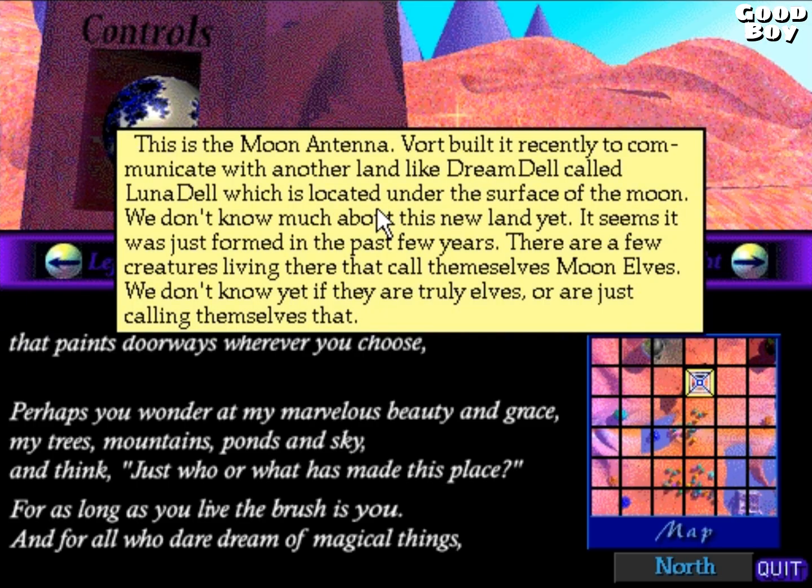This is the moon antenna. Vort built it recently to communicate with another land like Dreamdell, called the Lunadel, which is located under the surface of the moon. We don't know much about this new land yet. It seems it was just formed in the past few years. There are a few creatures living there that call themselves moon elves. We don't know yet if they are truly elves or are just calling themselves that.